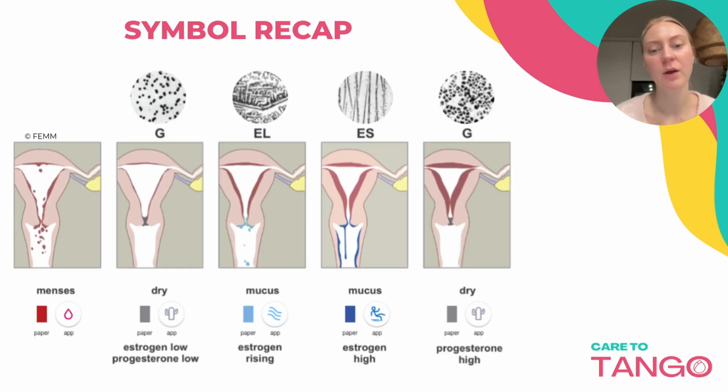We can see how the mucus applies to our chart. So at your period, you get the red bleeding, and then right after we can see our G days, and then we move right into EL, and then this usually increases up to that slippery, clear, lubricative ES mucus, and then after ovulation we get our G mucus again.